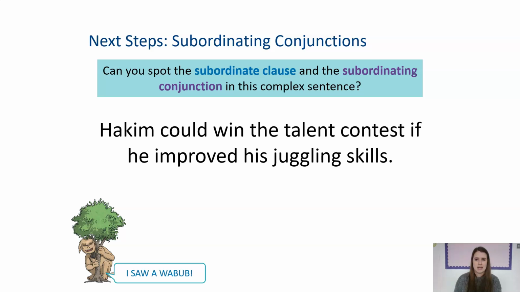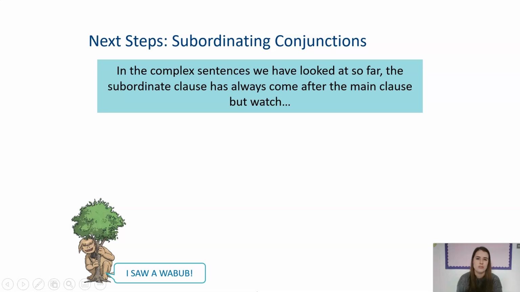Hakim could win the talent contest if he improved his juggling skills. Okay, so pause the video. Where's my subordinate clause there? And what is my conjunction? Okay, so if he improved his juggling skills, that's my subordinate clause, and it starts with if, which isn't anywhere near where that circle has now moved itself to. That circle should be here. Okay, trust technology to get this all wrong for me. So the subordinating conjunction there is the word if, not imp. Just in case you're confused.